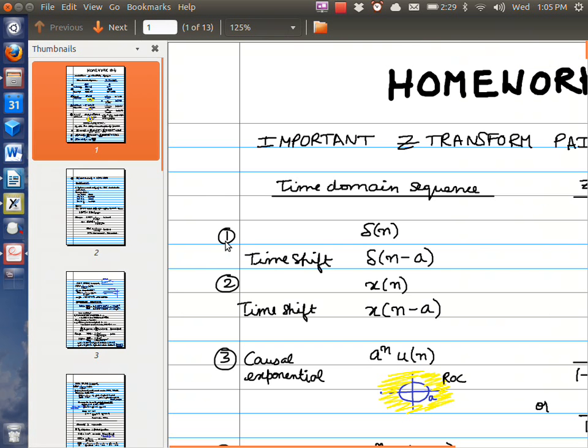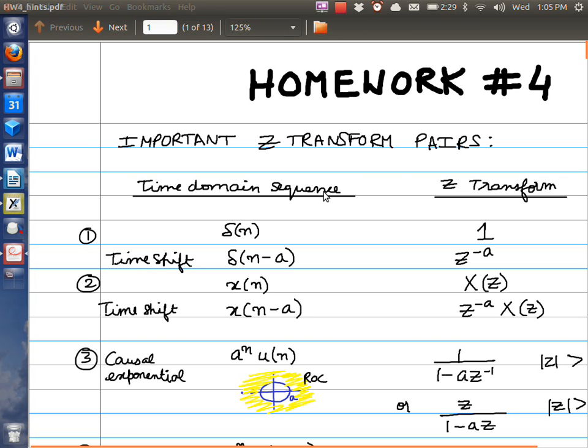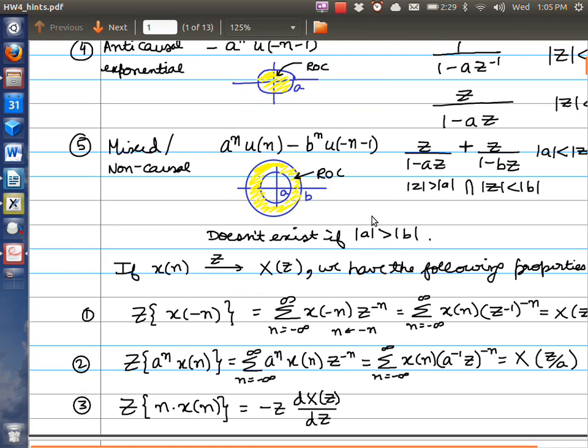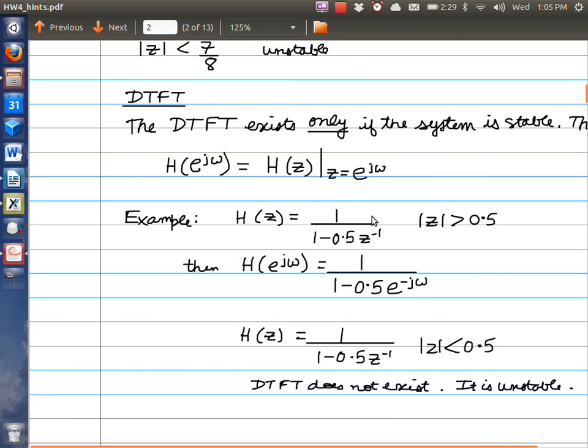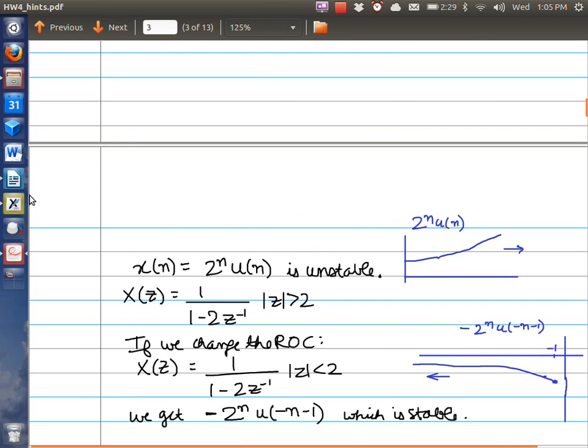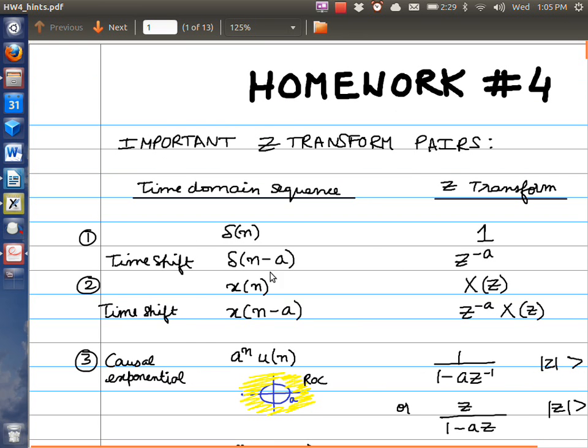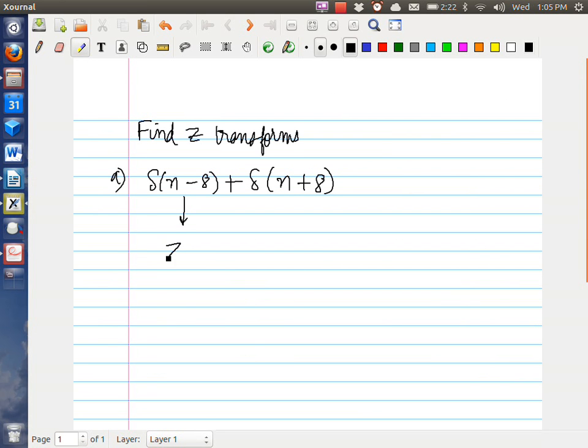Did you guys get a chance to look at this document I sent out? It's got a summary and all the formulas you need to remember in the first few pages, and then hints on working the rest of the homework problems. So right here in the list of formulas, it's z to the negative a. So this is going to be z to the negative 8 plus z to the positive 8.